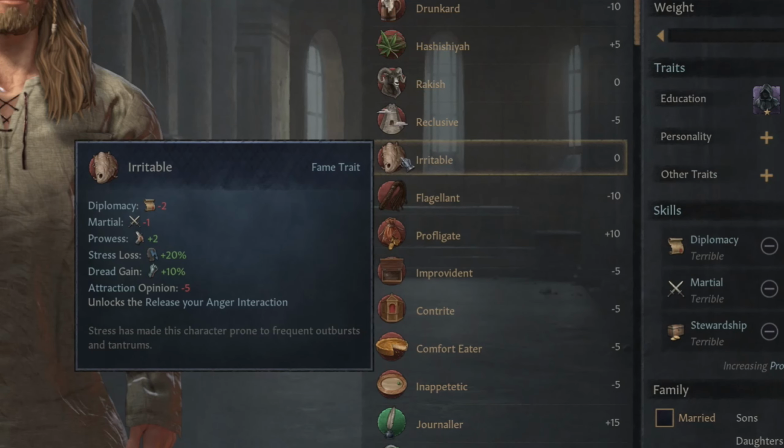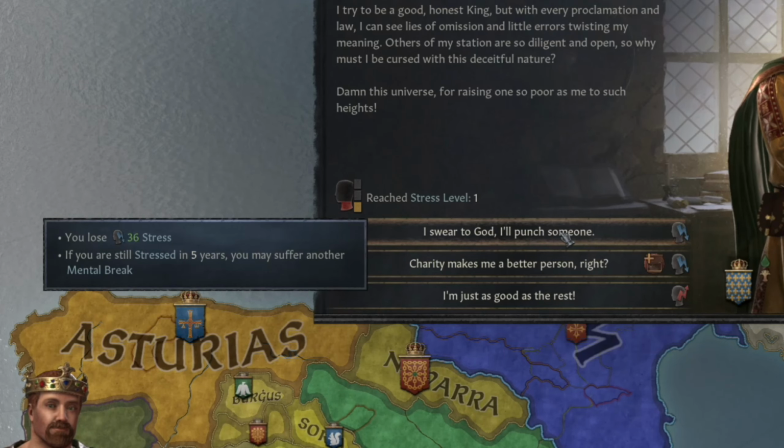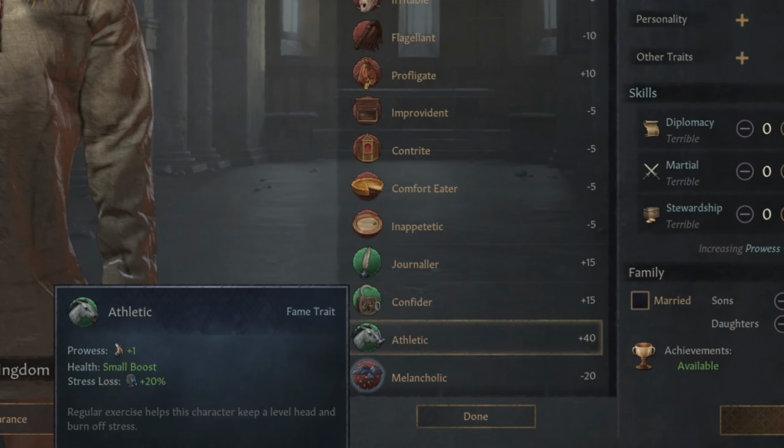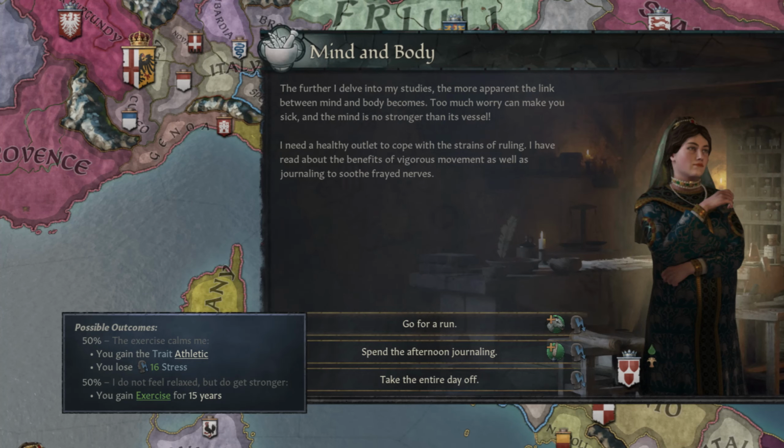I personally like Irritable as it gives easy stress relief, and I could dual target two people I want dead with the release anger interaction. Pro tip, Athletic and Journaler can be obtained through a random event if you're in the learning lifestyle, which I personally am infrequently, so I never spend for these traits.